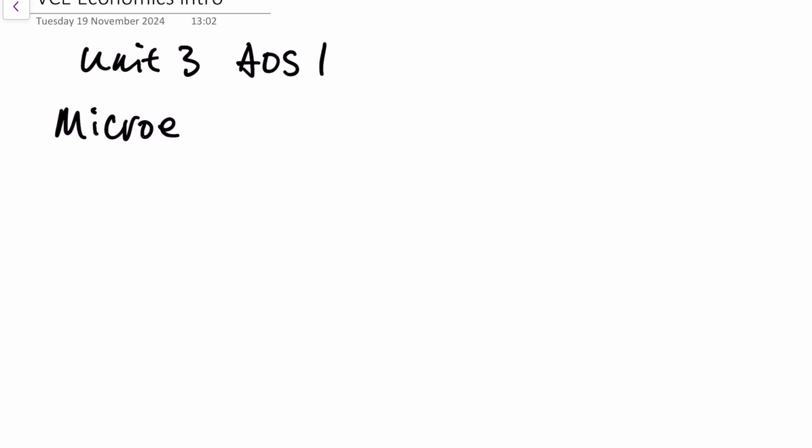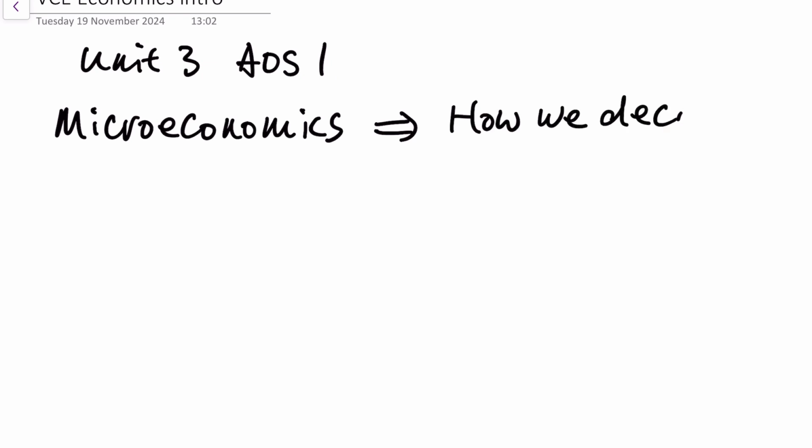So for Unit 3, area of study 1. This is the first area of study you would encounter when you are studying VCE Economics Unit 3 and 4. So the first part of the topic is concerned with microeconomics. I think this is best described by how we make decisions individually.